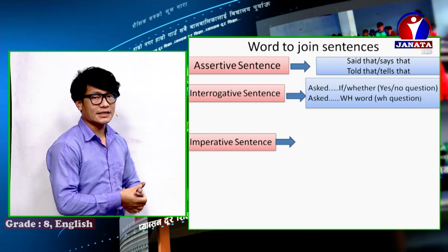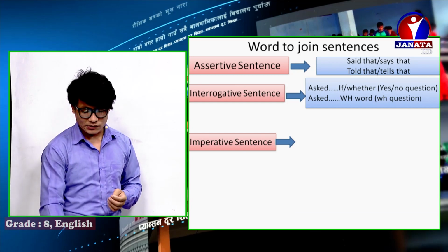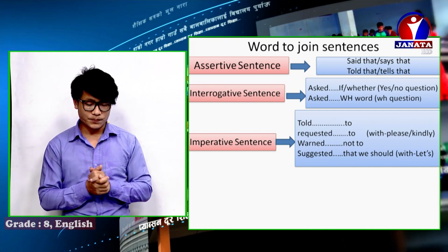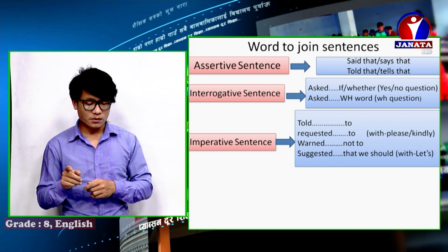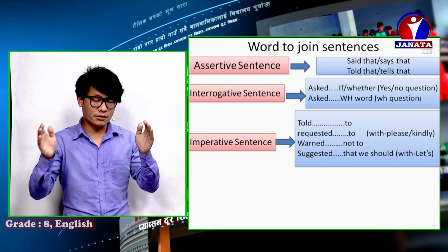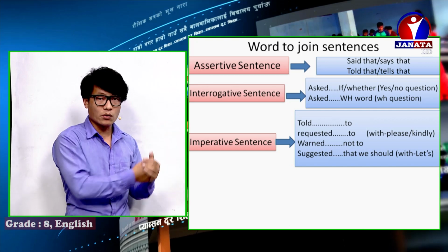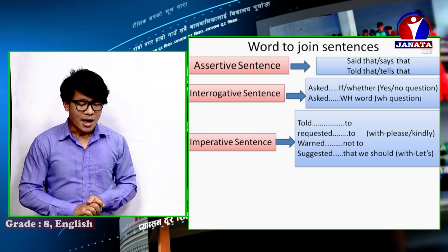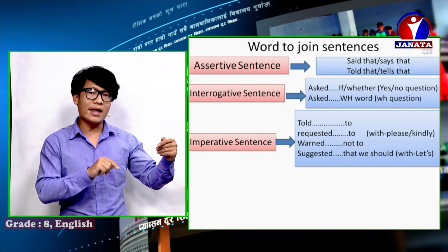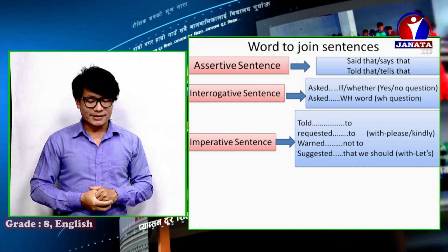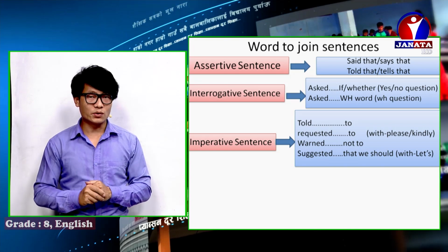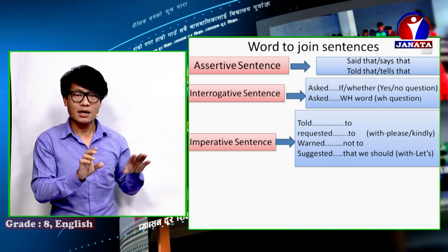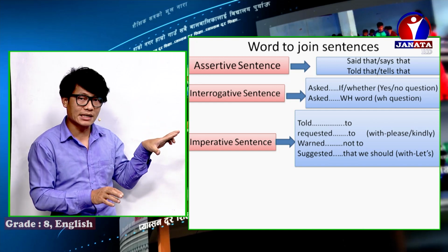For imperative sentences, there are so many types of imperative sentence. That's why it has many words like told to, requested to. When there is a please or kindly word in the report, so if it is a request, then we should use requested to. Later we will practice. Don't worry. And ordered not to, advised not to, and suggested that we should. Okay, just remember the words to join sentences. Later we will practice all types of sentences one by one.